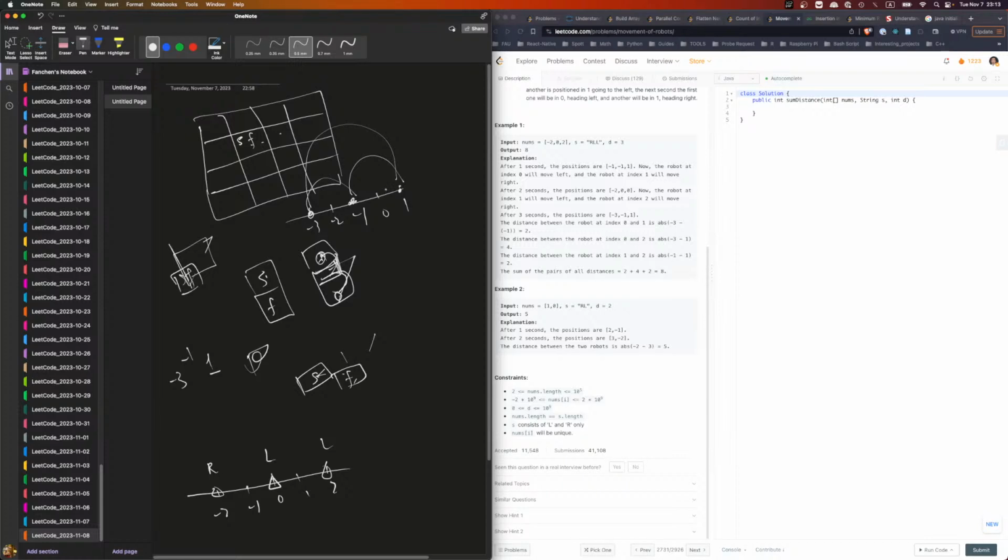Maybe there's a way to compute it faster. There's gotta be a way, man. So this distance is 2, right? And this distance is 2. And then this distance is 4. So altogether it is 8. How do I compute it faster?